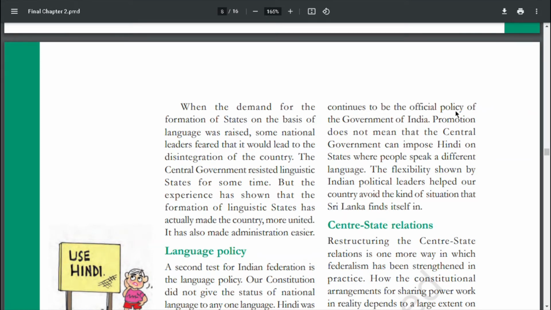When the demand for the formation of states on the basis of language was raised, some national leaders feared that it would lead to the disintegration of the country. The central government resisted linguistic states for some time, but the experience has shown that the formation of linguistic states has actually made the country more united. It has also made administration easier.